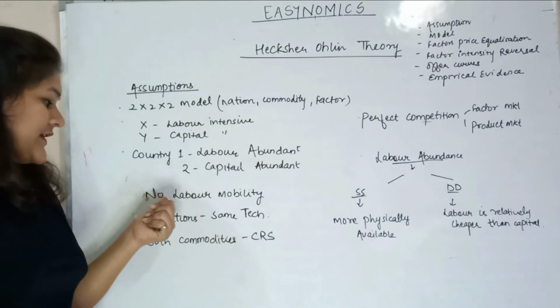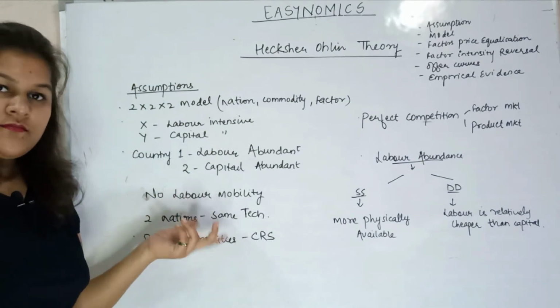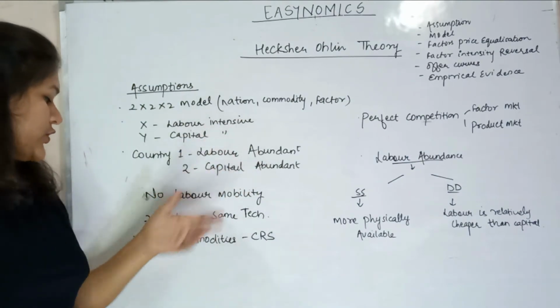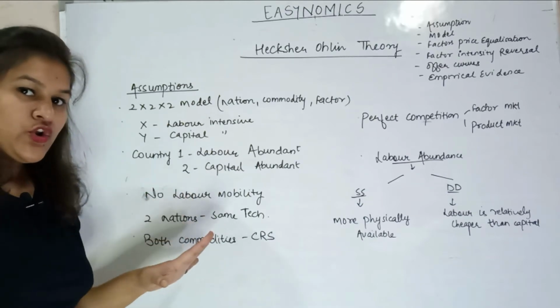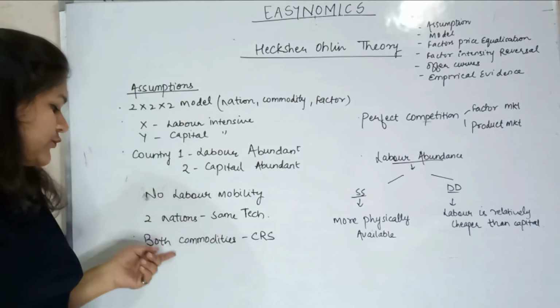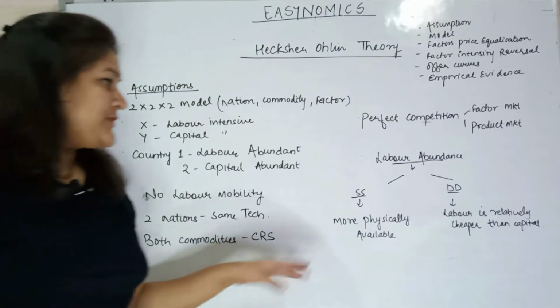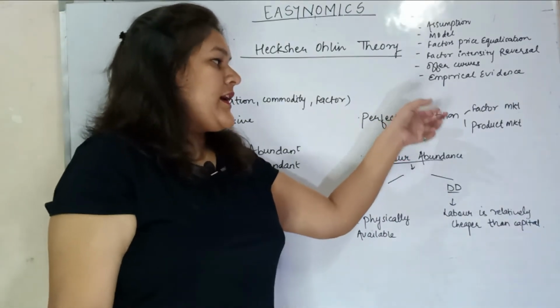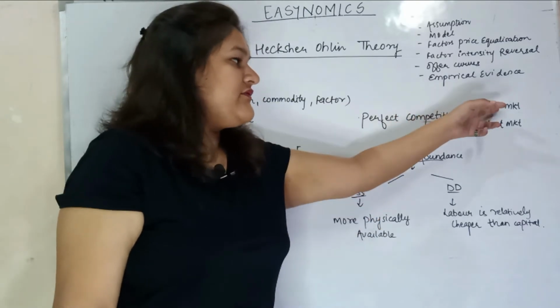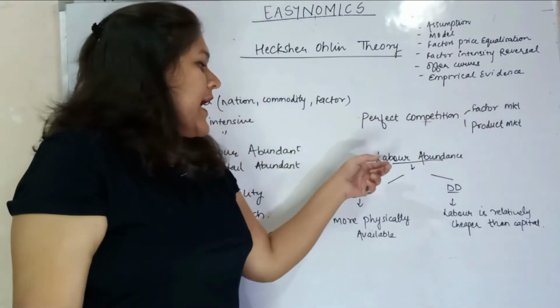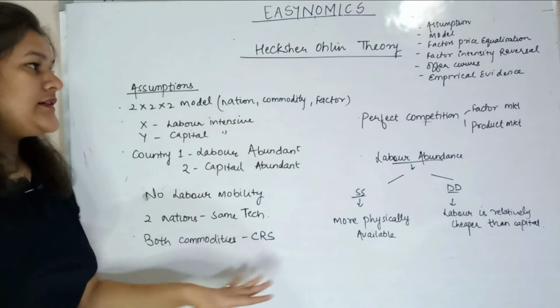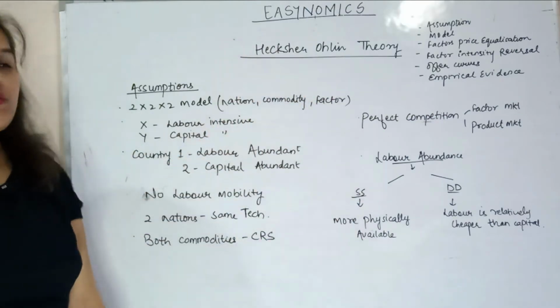Then there is no labor mobility, same assumption as Ricardo. Two nations, same technologies, same assumption. Both commodities have constant returns to scale. This is a new assumption. Perfect competition is there in the factor and product markets. And these are the assumptions taken by the Heckscher-Ohlin theory.